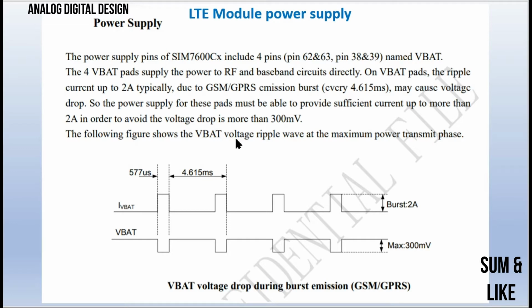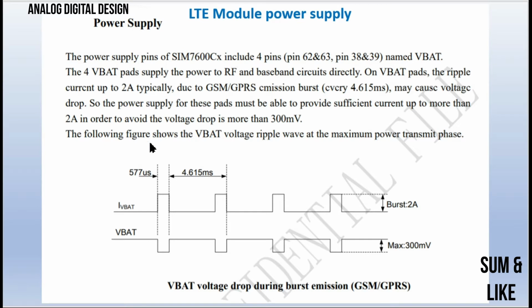When the emission burst occurs, it takes around 2 ampere current for a time of 577 microsecond, and it happens every 4.615 millisecond. This pulse happens, and it takes around 2 ampere from the power supply. During this, if the power supply is weak and not capable of so much current, the power supply voltage will drop more, or the module may be off in this condition.